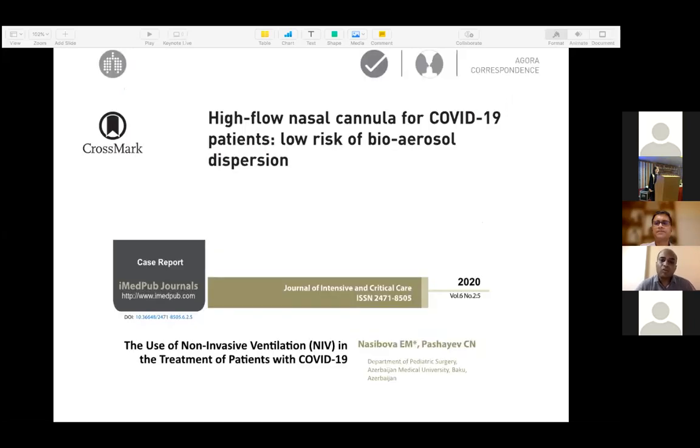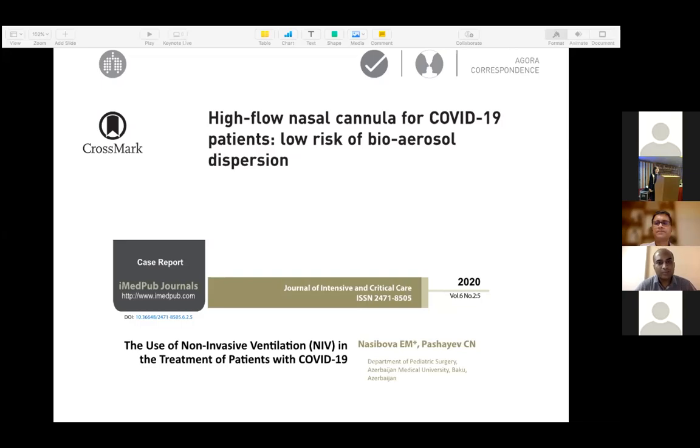And when the COVID pandemic started, there was a significant concern regarding aerosol generation in terms of HFNC and non-invasive ventilation. And we all know that both of these interventions are aerosol generating procedures. And initially, during the first pandemic wave, we were avoiding these two interventions in COVID positive patients, and we were going with simple supplemental oxygen.